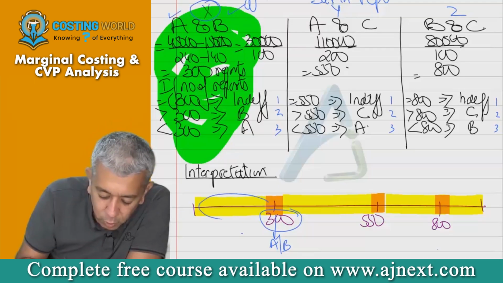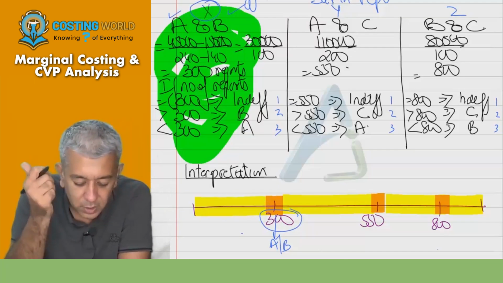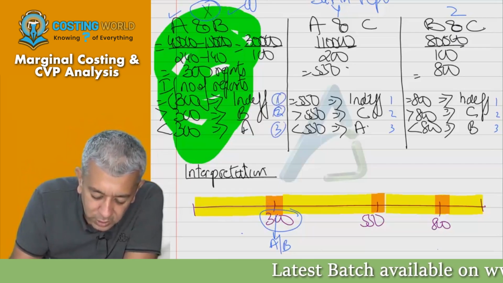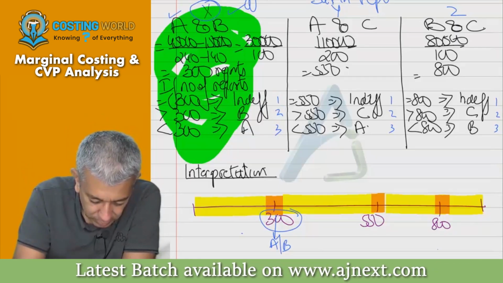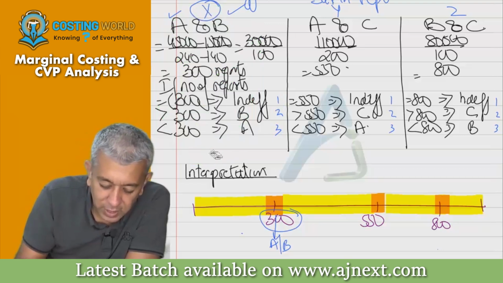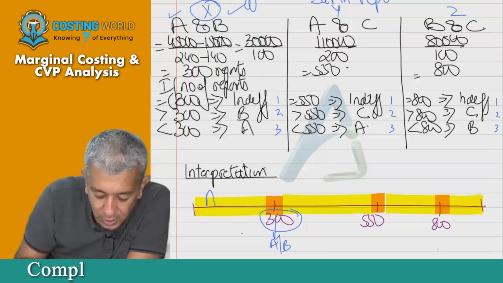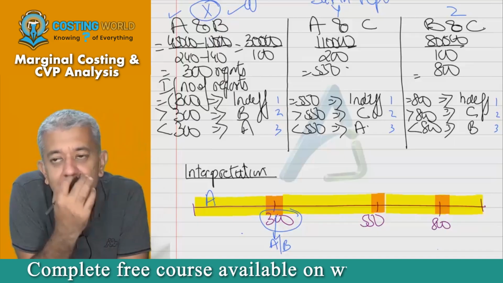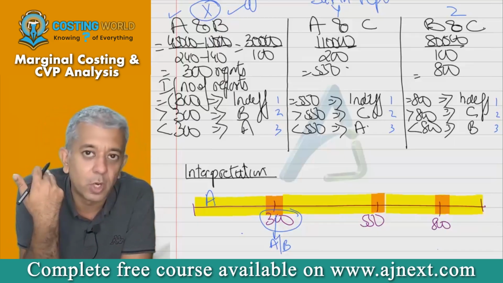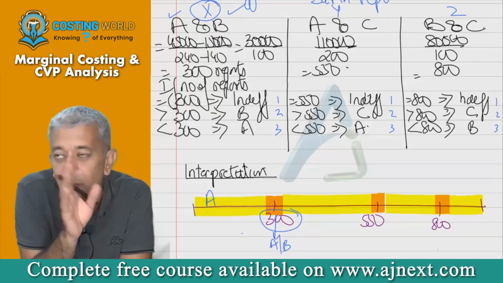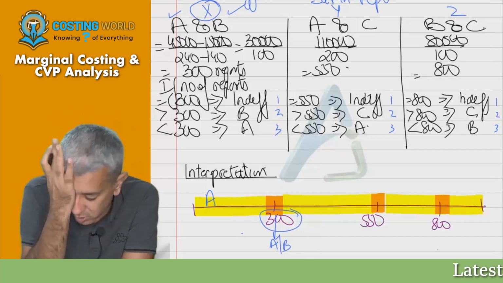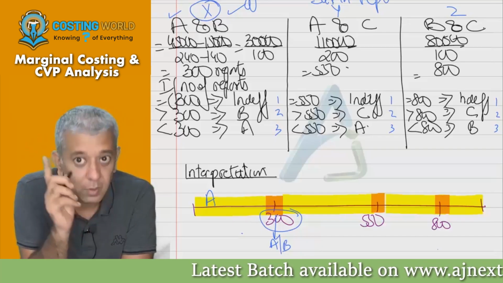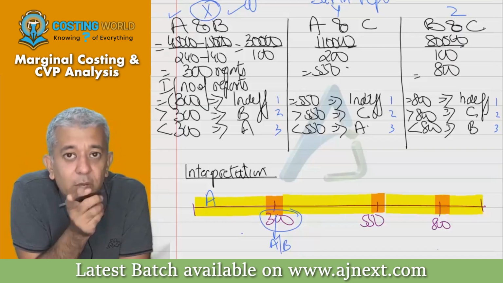Now tell me 1 to 299, which option is better? You will see 1, 2 or 3? 3. So currently A is better. Okay. So among A and B, which is better? A is better. So now B is gone away from the picture. But there is one more candidate also. You tell me which one?